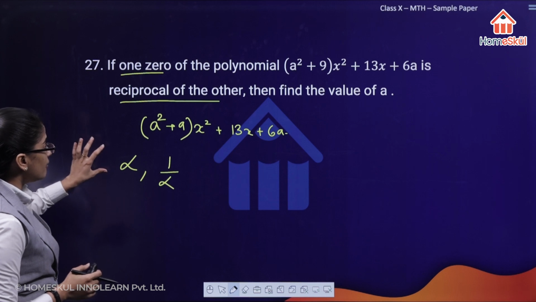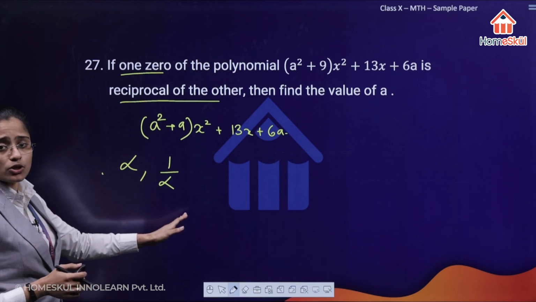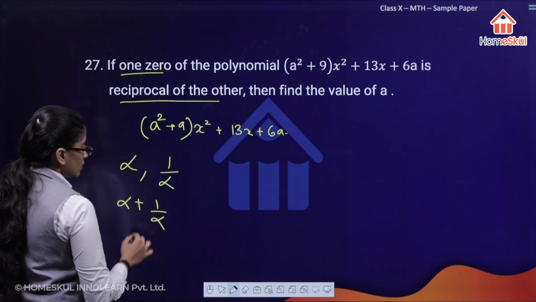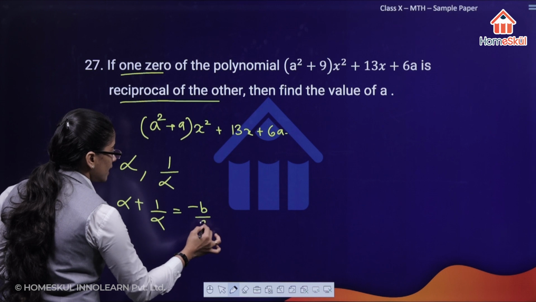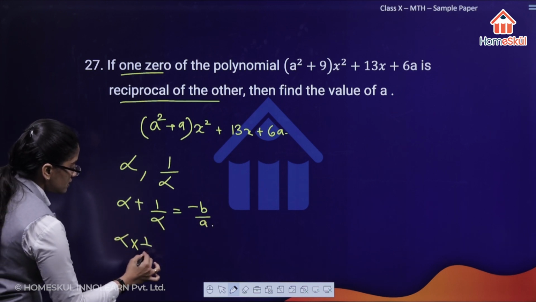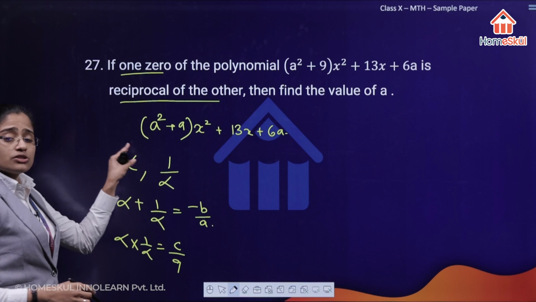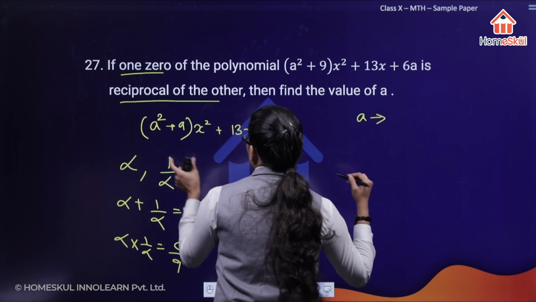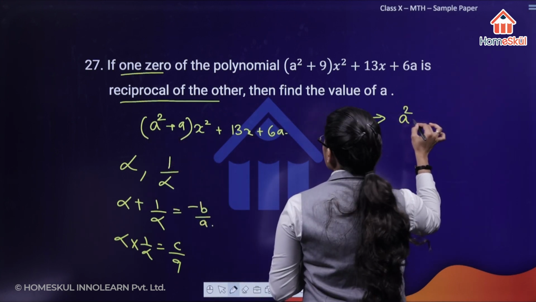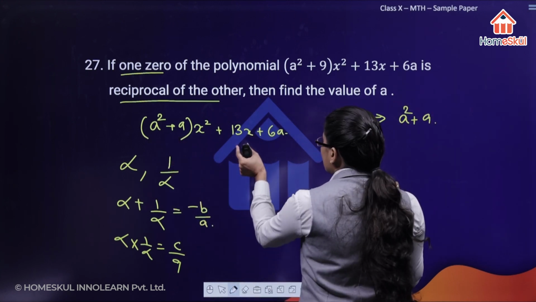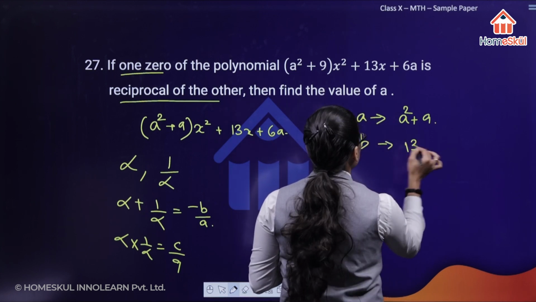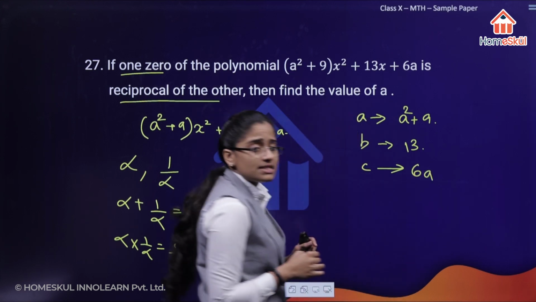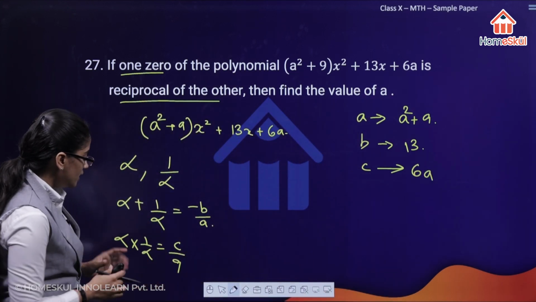So, we are taking alpha as one of the zeros of the polynomial, then the other zero will be 1 by alpha. What are the things we know? Sum of roots is equal to minus b by a and the product of roots is equal to c by a. So, on comparing this polynomial, what is our a? That means the coefficient of x square, which is a square plus 9. Then, what is b? It is the coefficient of x, that is 13. What is c? It is the constant term, that is 6a. Okay.